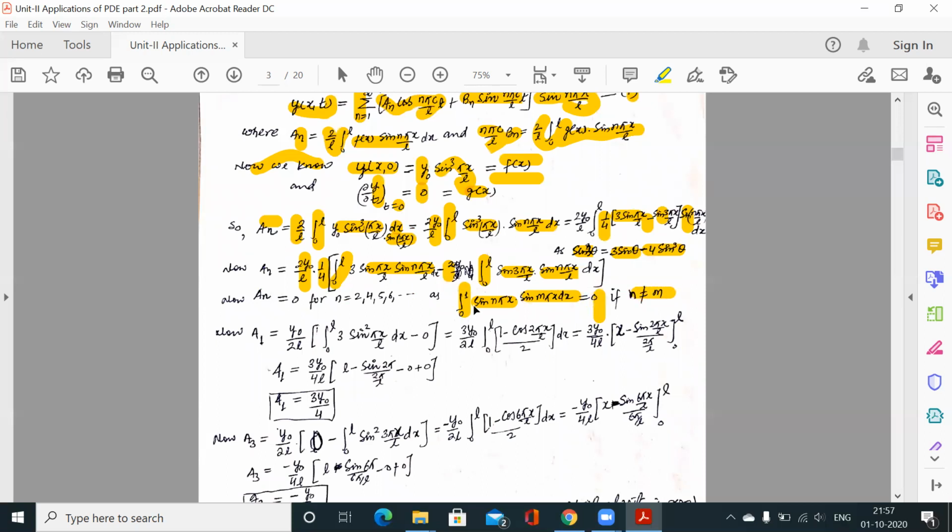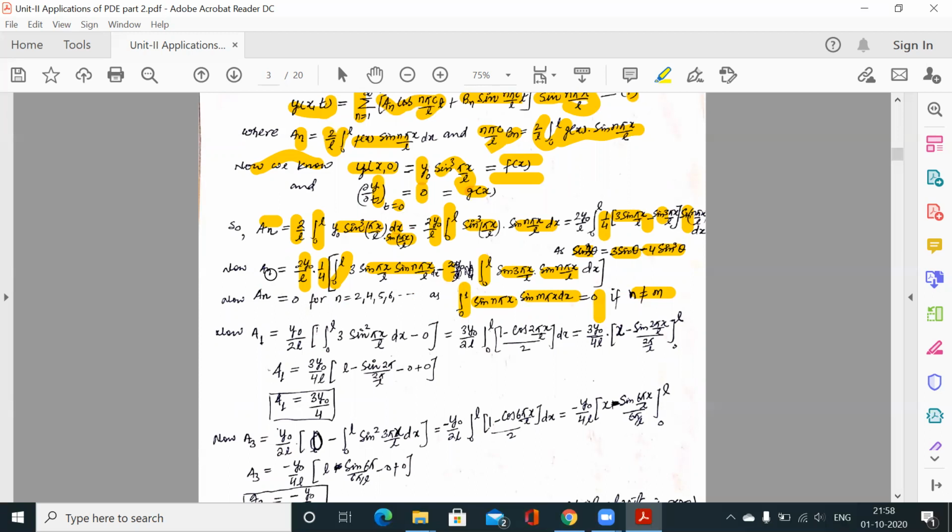I repeat, the integral from 0 to a of sine n pi x into sine m pi x is 0 if n is not equal to m. And here n is 1, 2, 3, 4, 5, 6 up to infinity. So when we calculate a1, it is sine n pi x by l into sine pi x by l. Both angles are the same, so it is non-zero.